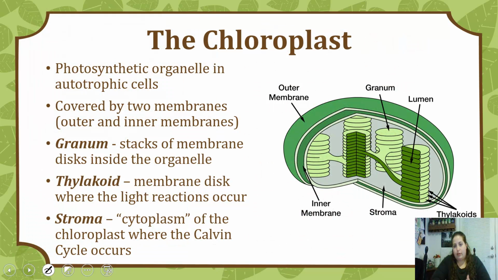We also have to know about the chloroplast in order to fully understand photosynthesis. It is the organelle in autotrophic cells where photosynthesis occurs. It kind of looks like a little green disc, and inside are a bunch of stacks of tinier green discs, kind of like green coins stacked on top of each other. It's covered by two membranes, an outer and an inner membrane, and the big stacks of green coins are called granum. Each coin, each little disc inside, is the thylakoid, and this is made of the membrane, the same membrane that makes up our cell membrane.